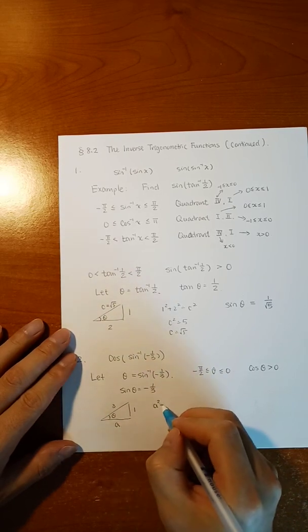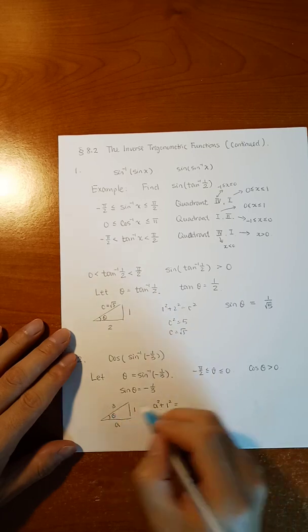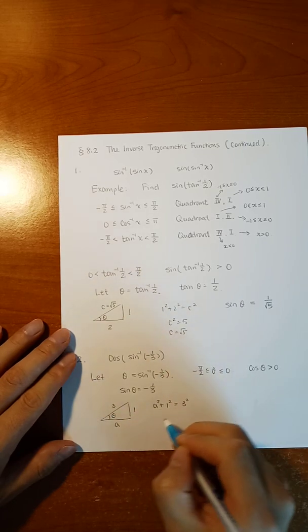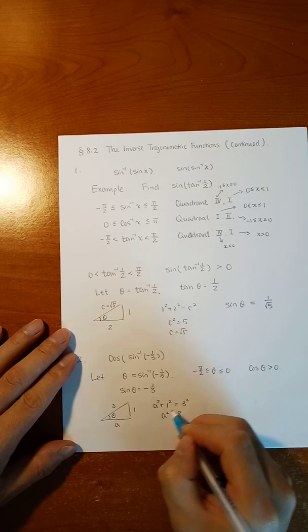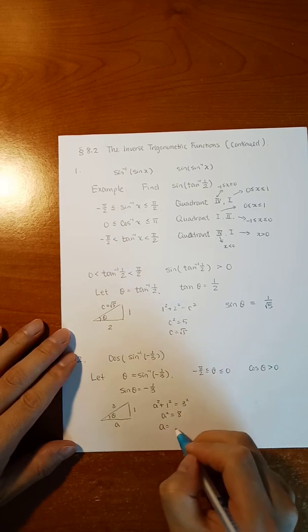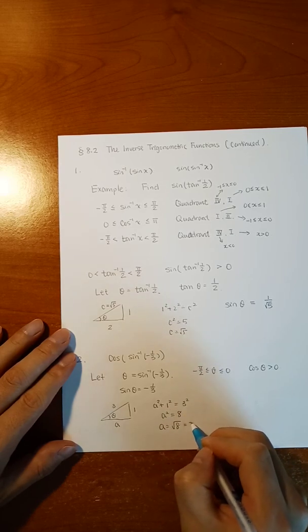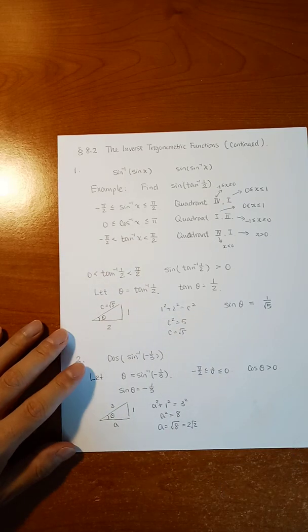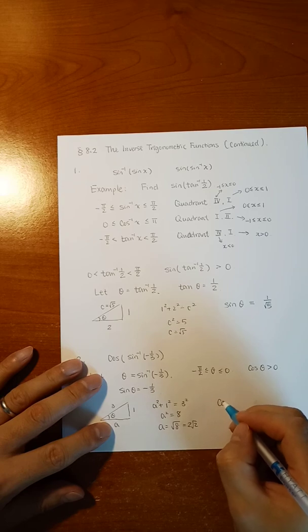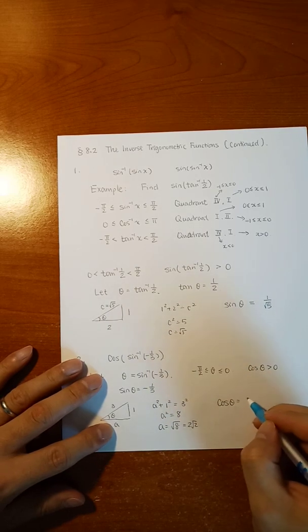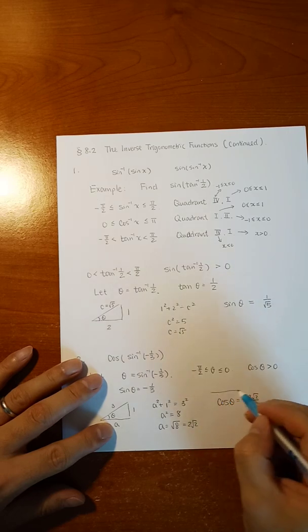So the adjacent squared plus 1 squared is equal to the hypotenuse squared. So a squared is 8, since 9 minus 1 is 8. So a is the square root of 8, which is 2 times the square root of 2. Okay, then what is cosine? Cosine is adjacent over hypotenuse. Because it's positive, this is the answer.